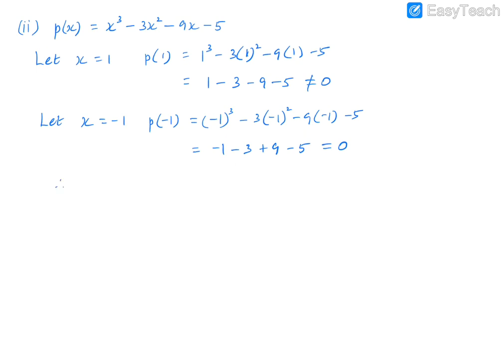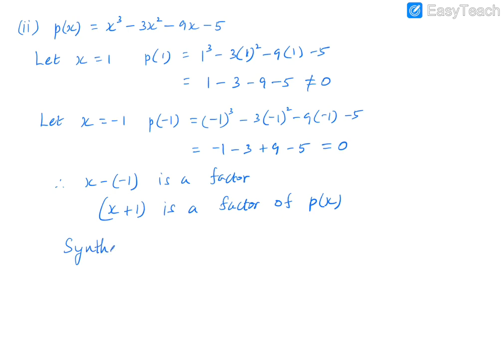Therefore x minus minus 1 is a factor. Whatever is the number here, x minus that number is a factor. So x minus minus 1, which is basically x plus 1, is a factor of this p of x. The next step would be the synthetic division. So we will now perform synthetic division.